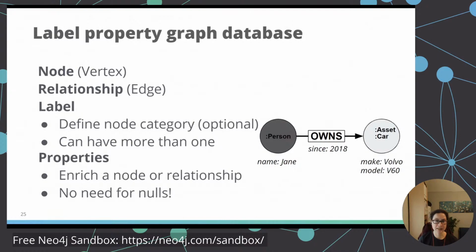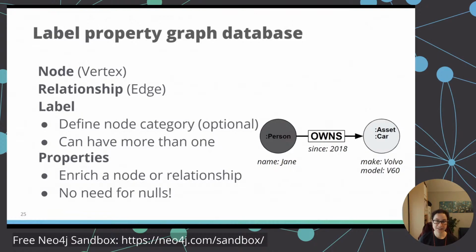And what we can do as well, we can add properties on relationships. So here it makes sense for us to know, when did Jane start owning that car? So we've got a property key of since and the value of 2018. So you'll see with properties, we always use this key value pair setup.